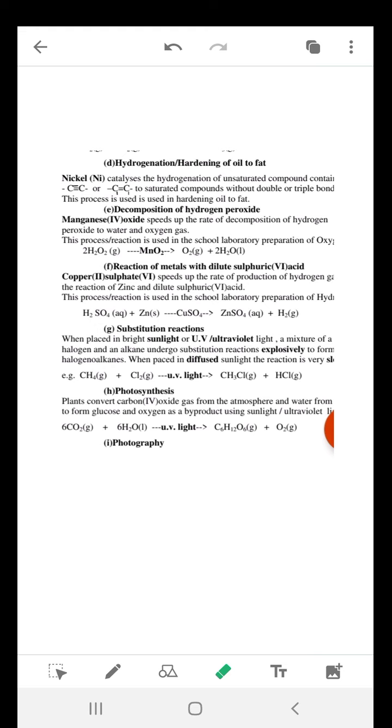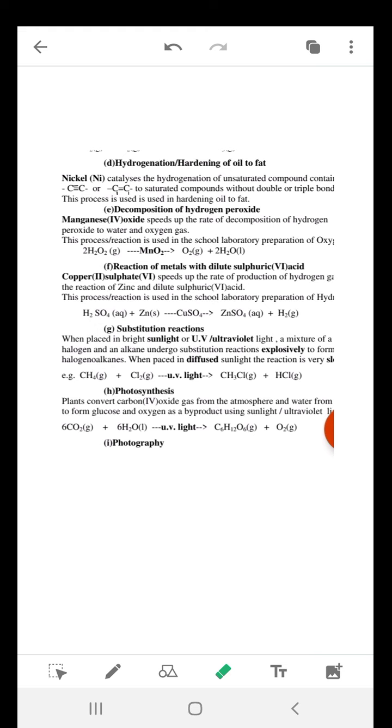Then the next process is a reaction of metals with dilute acids. Here, you remember when we were preparing hydrogen gas, that is Form 1 work. We said that hydrogen gas can be prepared by reacting a metal and a dilute acid.